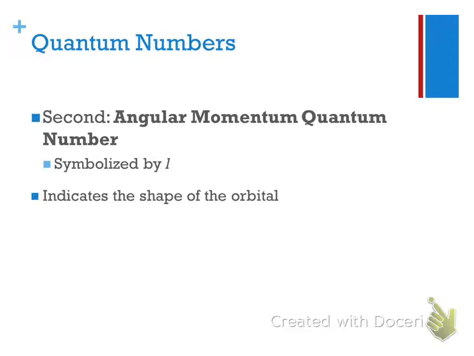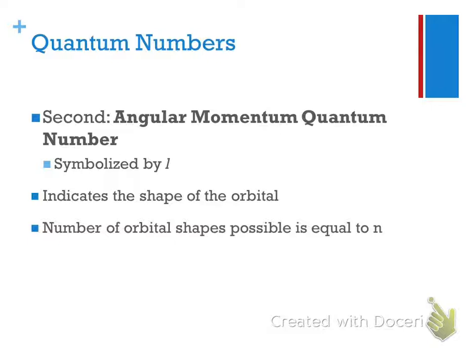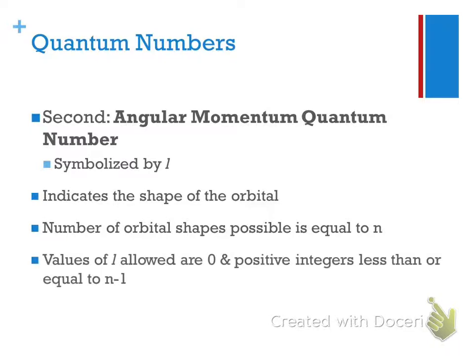So this is where it gets just a little bit more complex. The number of orbital shapes possible is equal to the number of energy levels we have. Let me get through this and then we'll talk through it more. You can have values of L that are equal to 0 up to the positive integers that are n minus 1. So go ahead and get this down and then we will keep working through this together.